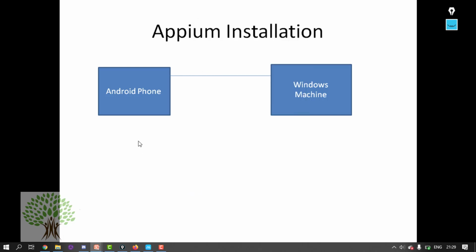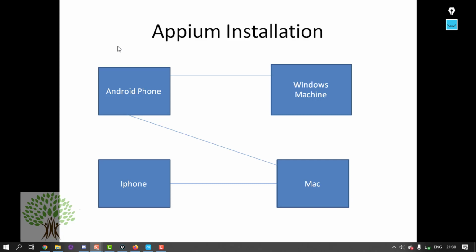And later on we will connect the Android phone to the Mac OS as well. In the later modules we will be connecting to Mac OS and we will be installing Appium and automating the apps on Android phone. We can also connect iPhone and iOS device to Mac operating system and use Appium. What we cannot do is connect the iPhone to a Windows machine and try to use Appium to automate apps on iPhone. iPhone has to be connected to the Mac.